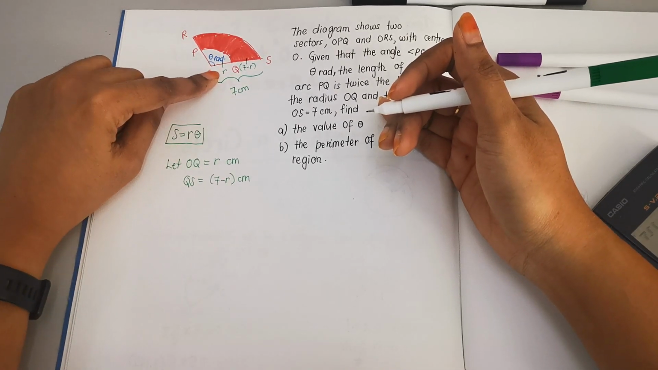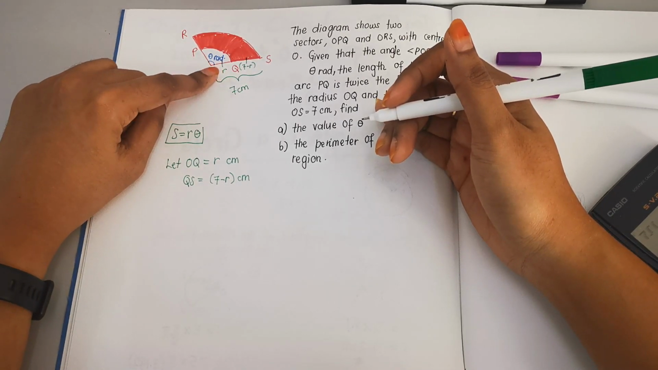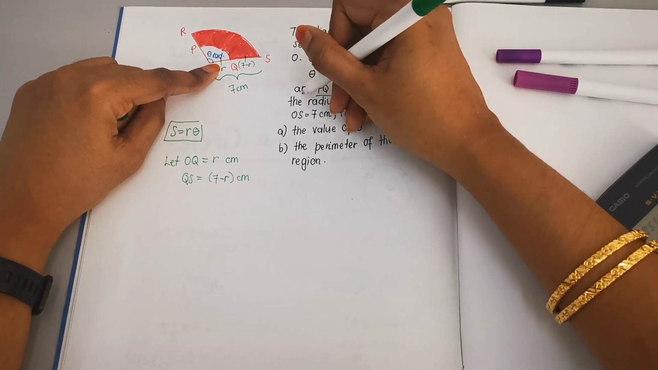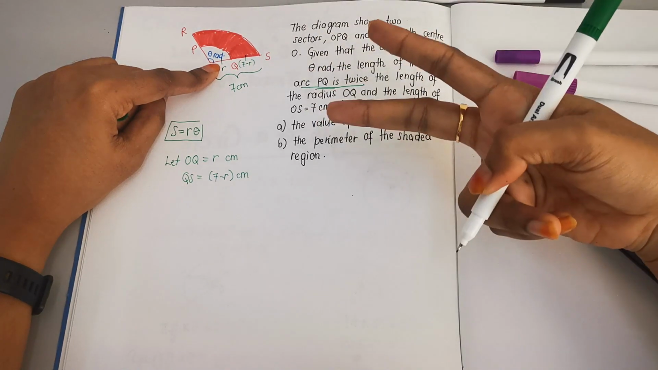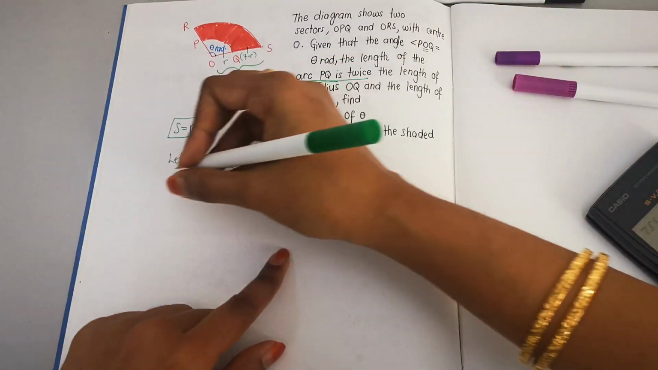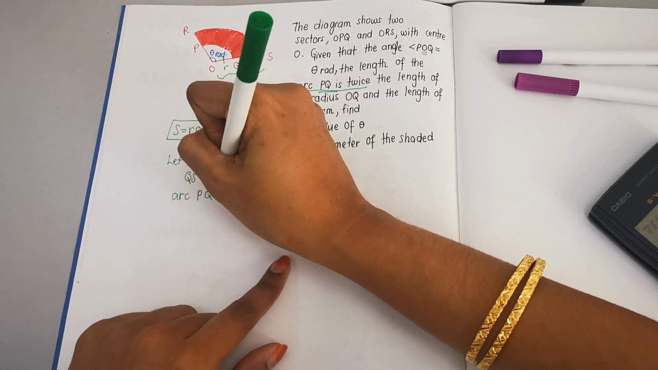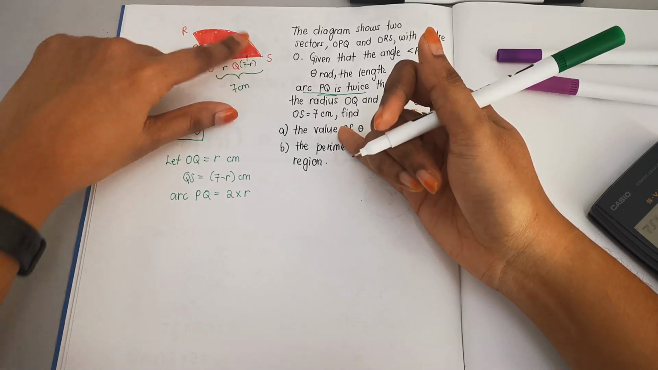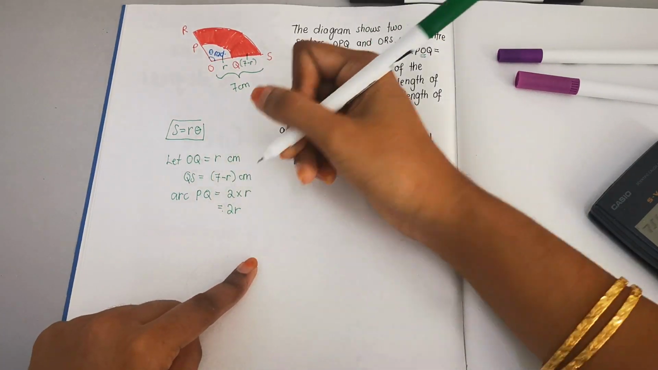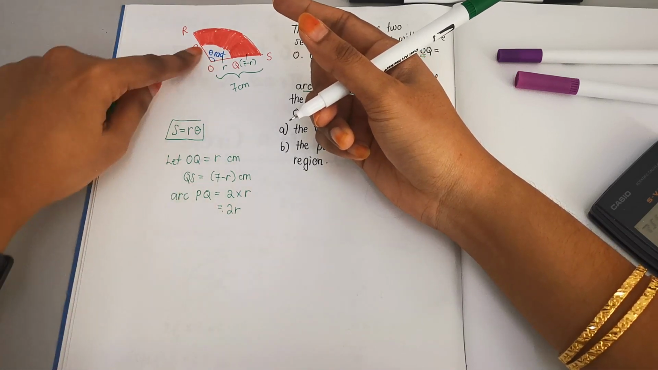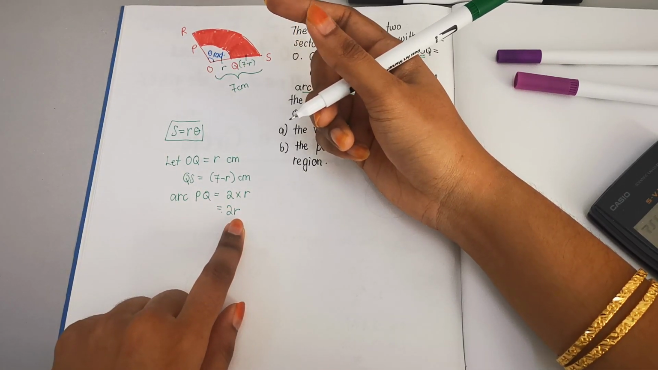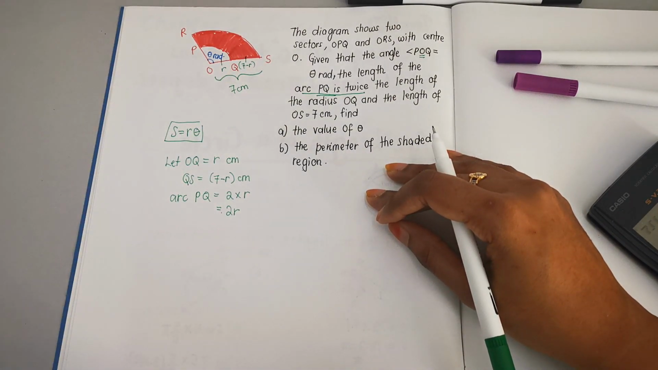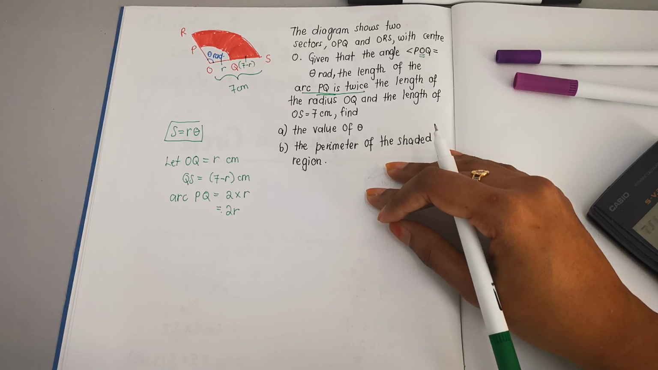Since I know this is r, we are assuming this is r, what will be arc of PQ? Because arc of PQ is twice the length of radius, arc of PQ will be 2 times r. Because this is 2 times more, so this is 2r. So the length of arc PQ is 2r. Now at least I have the arc and I can actually find the value of theta. So now let's work.